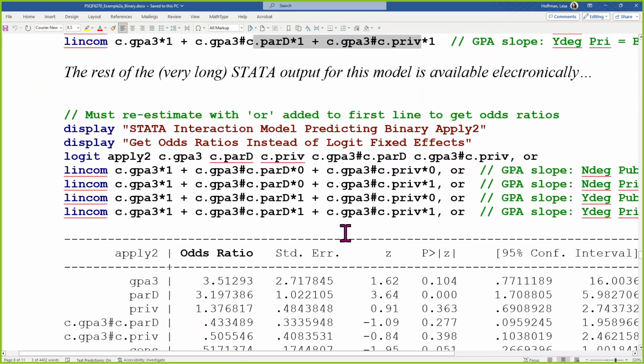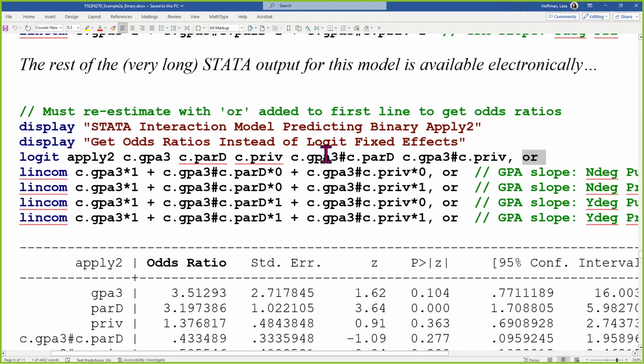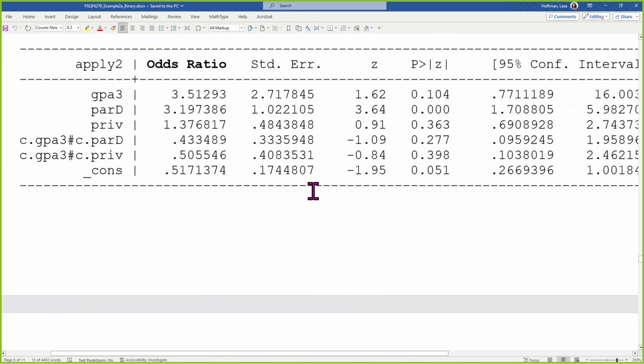Then we can do the same thing with odds ratios, and note the OR at the end here. That one converts the model estimates into odds ratios, but then in the lincoms you can do the same thing. So you can get odds ratios out of linear combinations of things, like simple slopes.